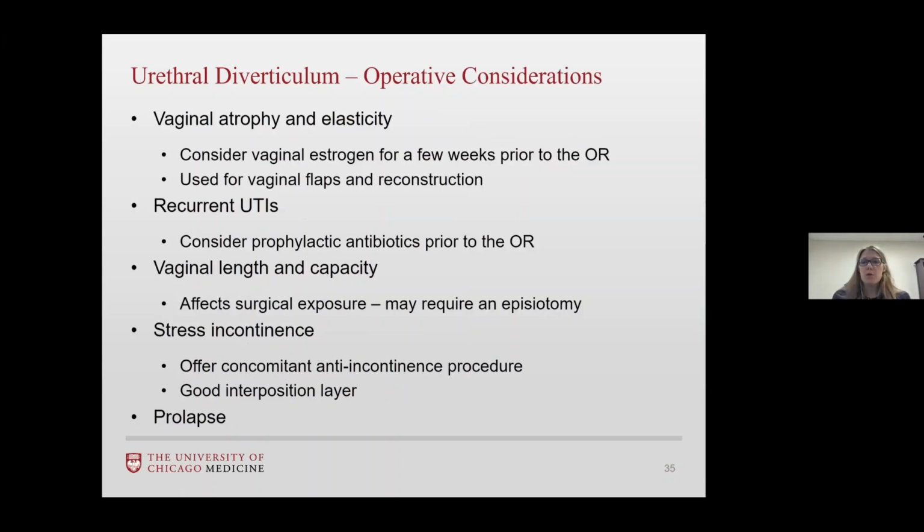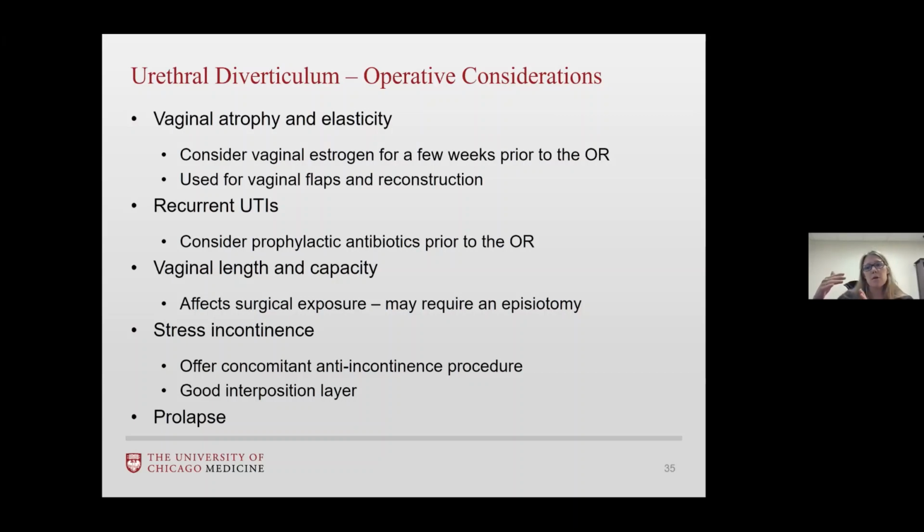So when you're doing a urethral diverticulum, and just operative considerations in general, you want to look for vaginal atrophy and the elasticity of the tissue. If it looks like they have vaginal atrophy, you want to consider vaginal estrogen for a few weeks prior to the operating room, especially if they may require some vaginal flaps and reconstruction. If they're having trouble with recurrent urinary tract infections, you want to consider prophylactic antibiotics prior to the operating room.